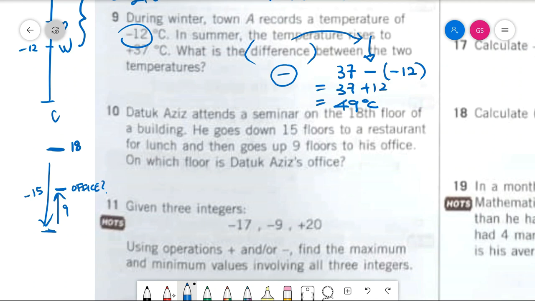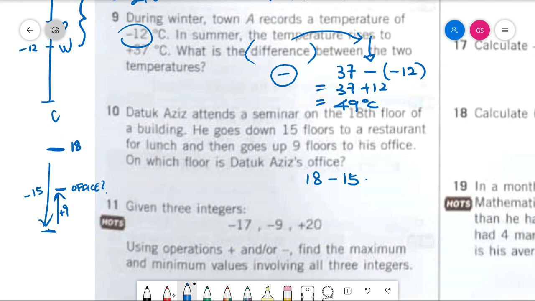Just like the very famous question of this diver diving into the water, or submarine diving into the water, or fish or turtle diving into the water, you always have negative because you are going down. Going up, always plus. That's why here is a plus 9. And down is always a minus. So minus 15. So mathematically, how do you write? You write 18 minus 15. And from here, you will know that actually now Dato' Aziz is eating lunch at the third floor.